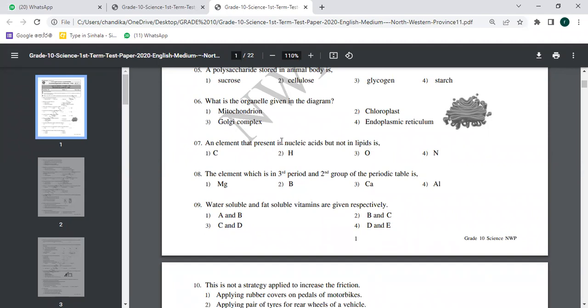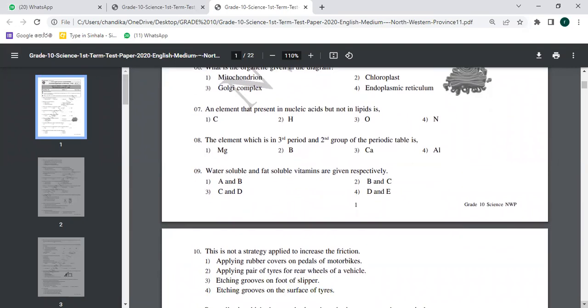Question number 7. The element that is present in nucleic acids, but not in lipids is? N. Nitrogen, fourth one. You know, lipids have carbon, hydrogen, oxygen, or CHO. Carbohydrates also have carbon, hydrogen, oxygen, but nucleic acids have nitrogen and phosphorus also, okay? They have given nitrogen.